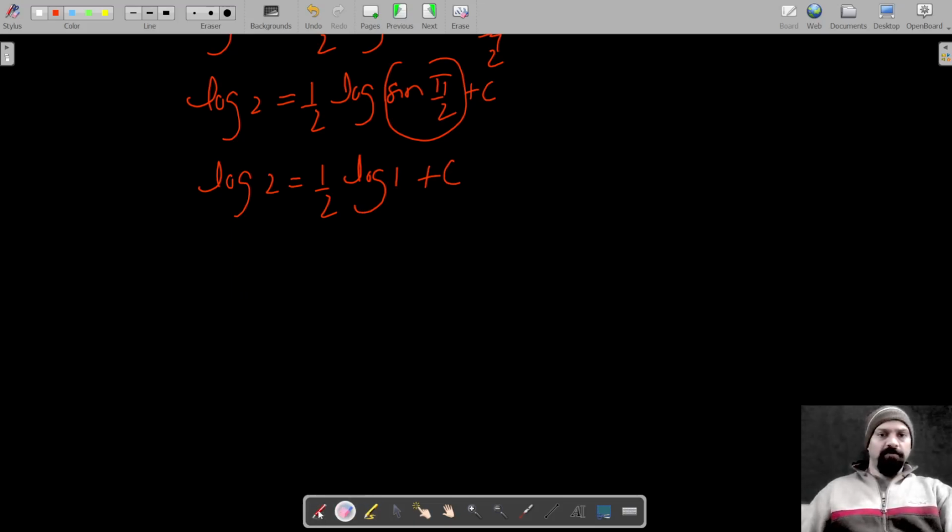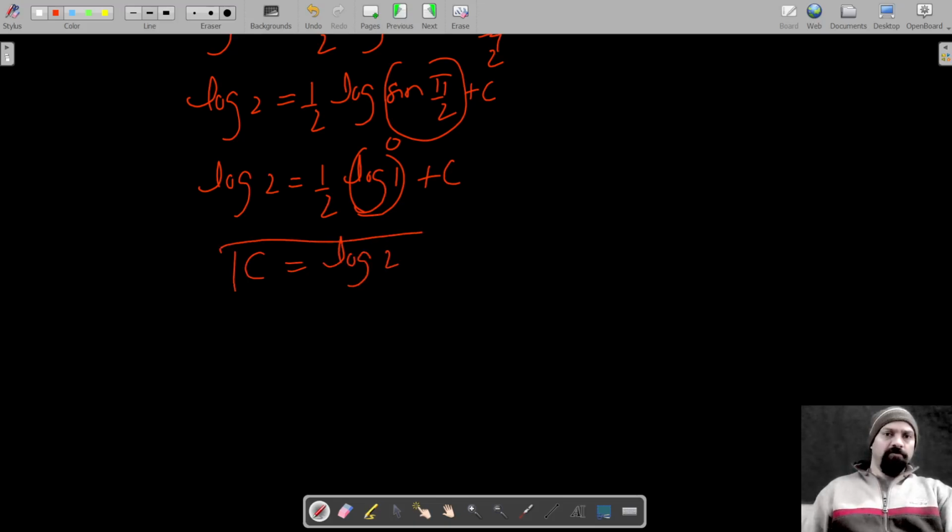So c is equal to log 2 minus half log 1. Now log 1 is 0. So we know that the value of log 1 is 0. So c is equal to half into 0, which is 0. So c is equal to log 2. So this gives us the value of c.